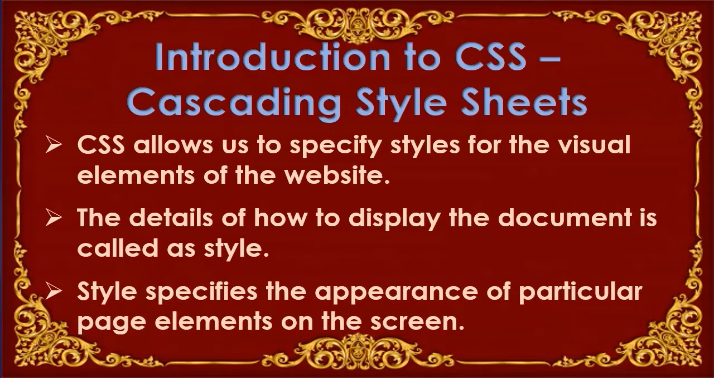Introduction to CSS, that is Cascading Style Sheets. CSS allows us to specify styles for the visual elements of the website. For example, heading 1, heading 2, that is H1, H2 and so on are all visual elements. We can define different styles for them using CSS. The details of how to display the document is called style. Style specifies the appearance of particular page elements on the screen.